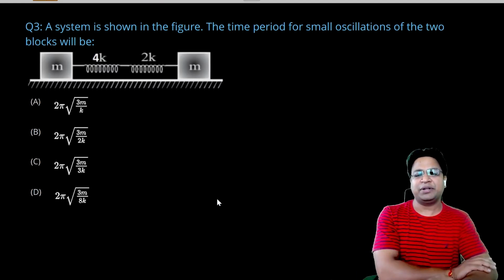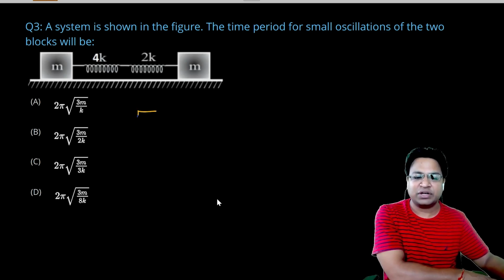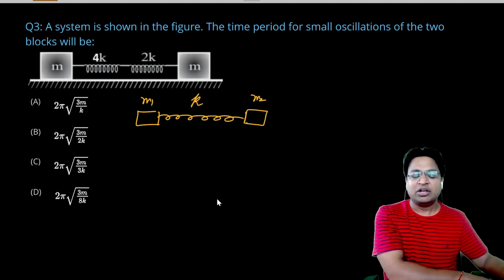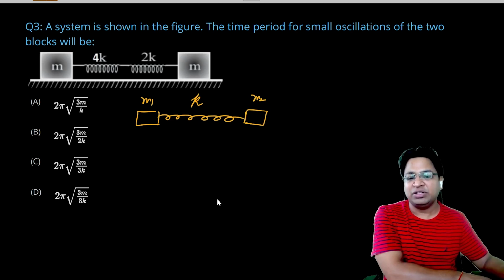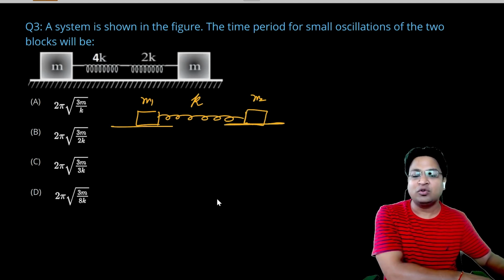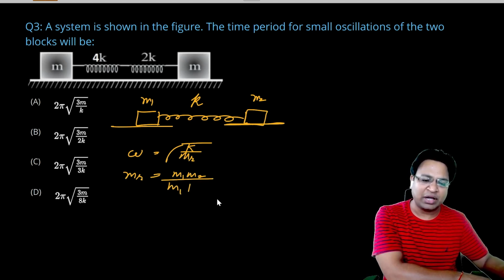Now, in this question, what is happening? This question requires you to have some prior knowledge of what omega would be in such a situation. For example, if I have one block of mass m1 and there is a spring here and there is another block of mass m2, and let's say the spring constant is k. Now for such a situation, what would be the value of omega? If both the blocks are allowed to move freely, in that case, omega is given by root of k upon reduced mass, where reduced mass is written as m1 m2 upon m1 plus m2.